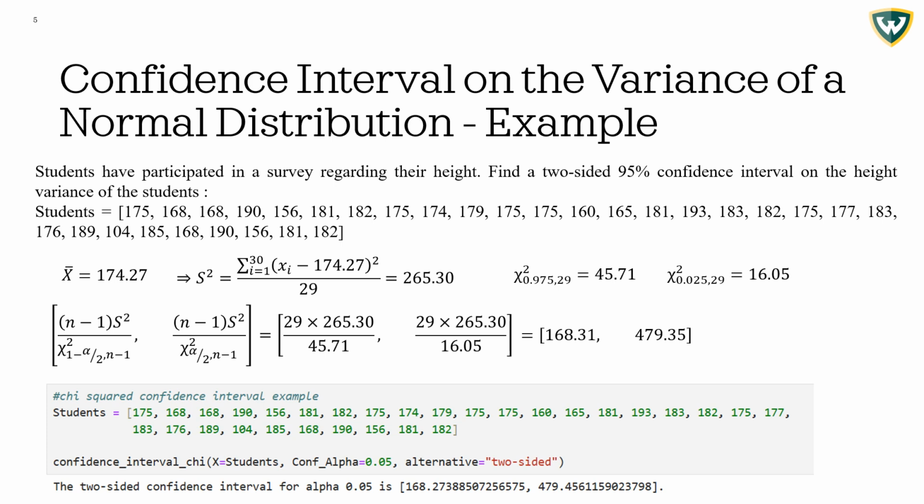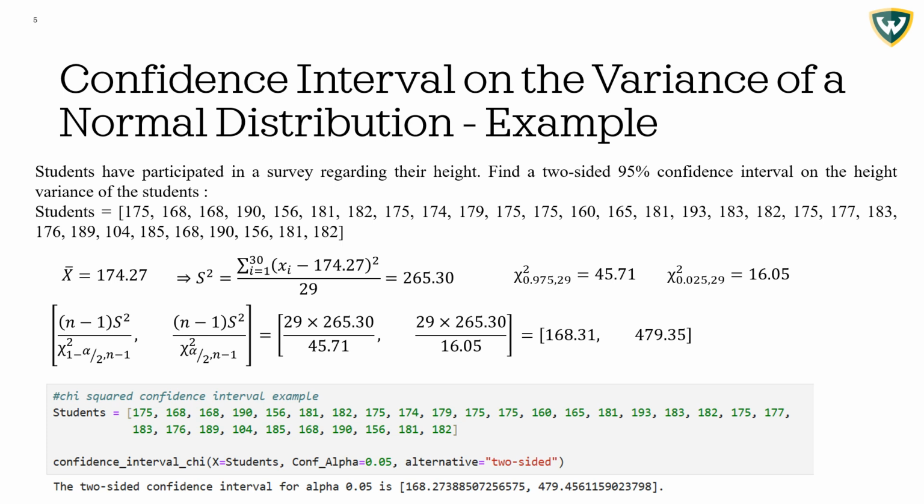Let's go over an example together. Students have participated in a survey regarding their height. We are tasked to find a two-sided 95% confidence interval on the height variance of the students. In order to do so, we need to find the sample variance and two chi-squared values.